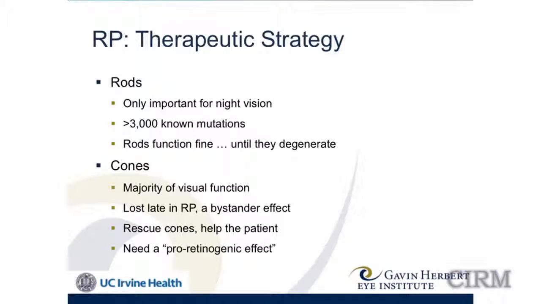And then it's the rods that are expressing the mutations that give you RP. So the problem starts in the rod. It's a mutation, and there's over 3,000 known mutations that can give you RP. So the take-home message from that is that it's not one mutation, one disease, like sickle cell anemia or Huntington's disease. You have a broad range of mutations, all lead to this final pathway where the rod photoreceptors die.